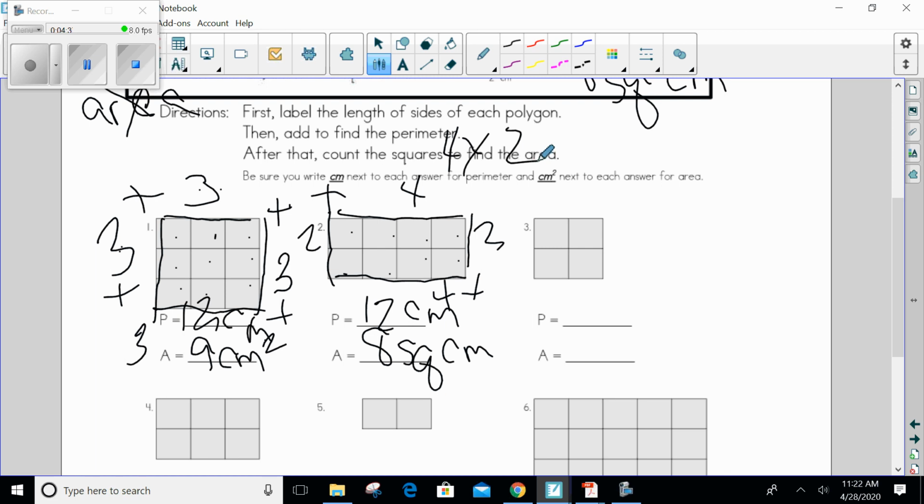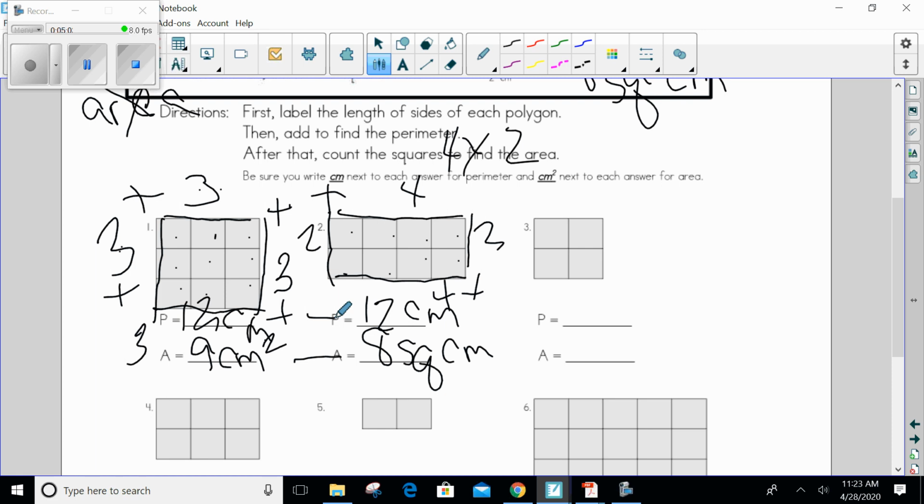Now, look at this. Your areas are different. Your perimeters are the same. You can have the same length around and have different areas. You can also have the same area but different perimeters. Wow, blow your mind. We will be looking at that.